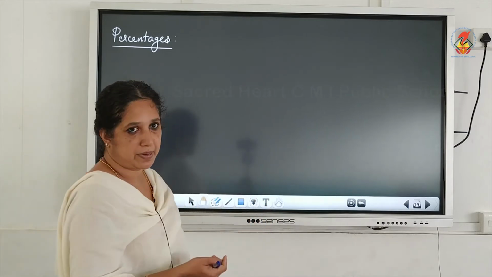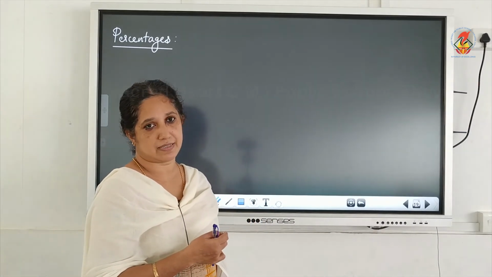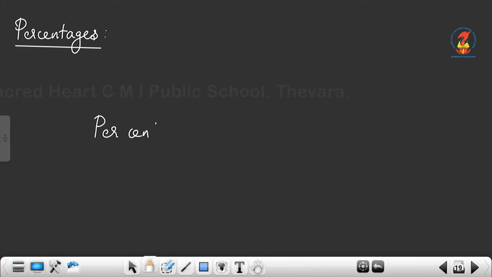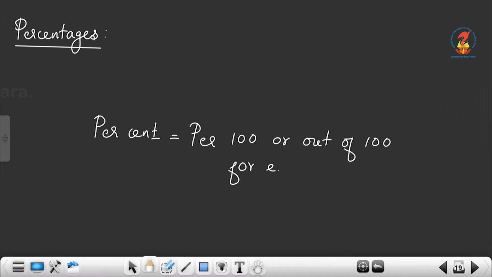Now another way of comparison is using percentages. So what is meant by percent? Percent means per hundred, or out of 100, or we can say for every 100. So percent means per 100, or out of 100, or for every 100. And percentages are the numerators of the fractions with the denominator 100.